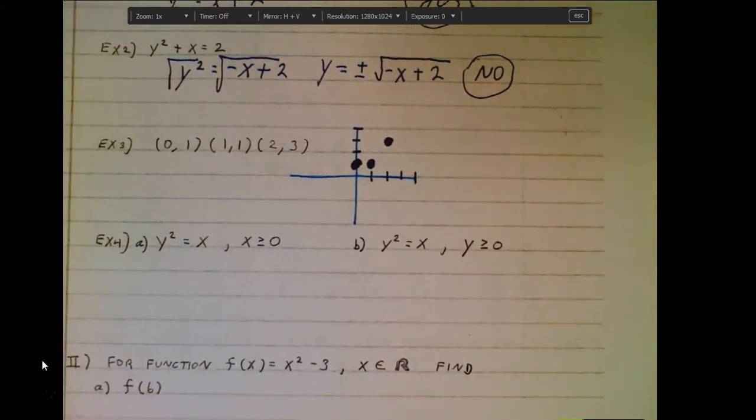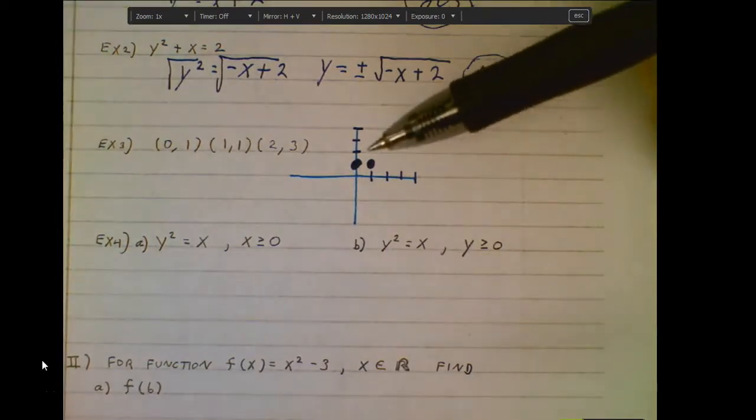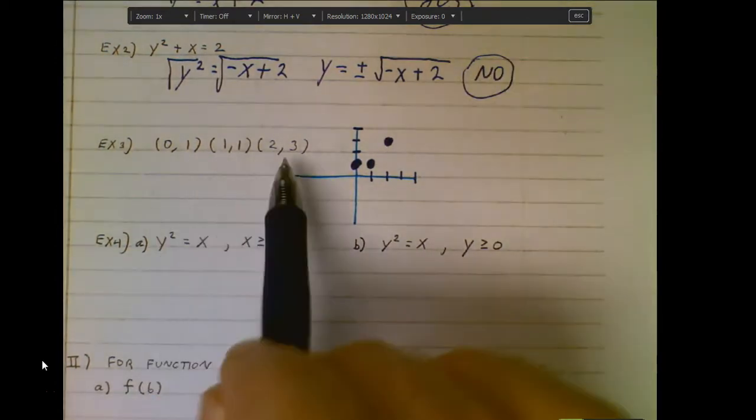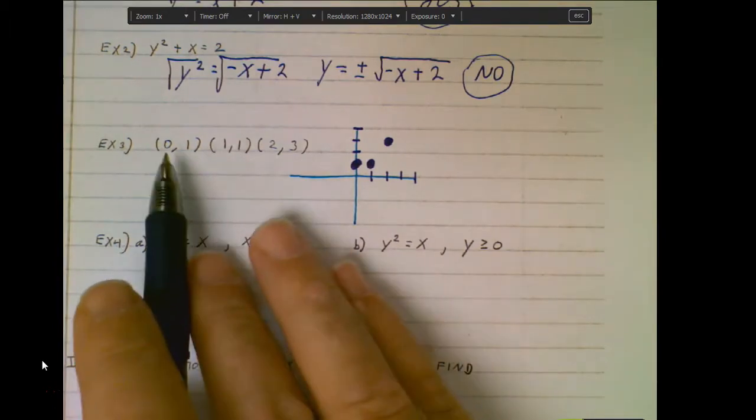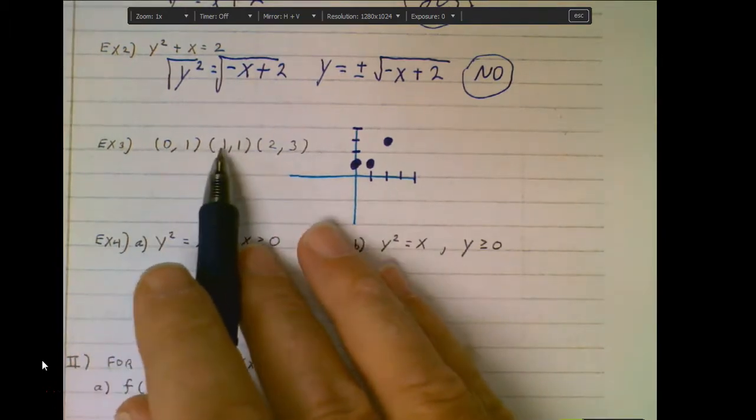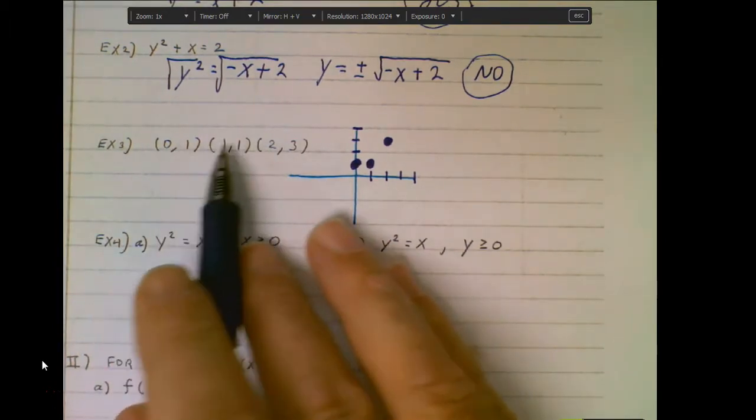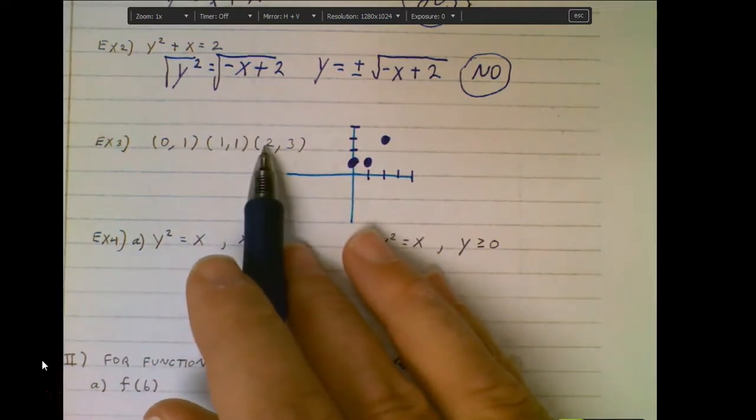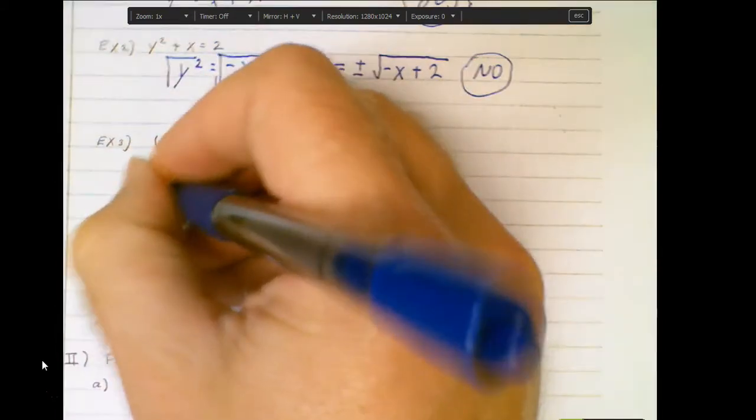Example 3, we can do it with ordered pairs as well. The easy way to look at ordered pairs is simply, do you have any x's that repeat? If they're all different, then we're good. This machine is functioning properly, and so that would, yes, be a function.